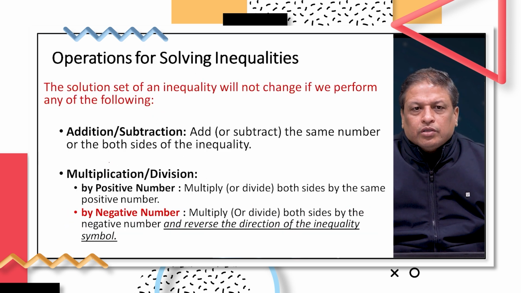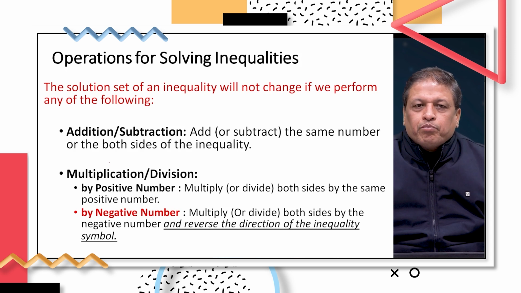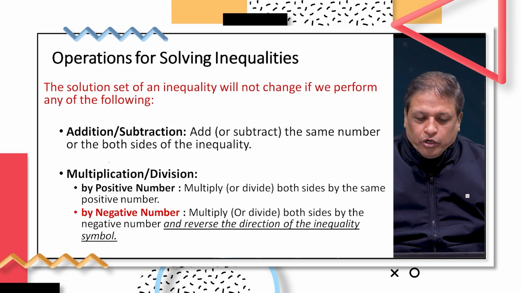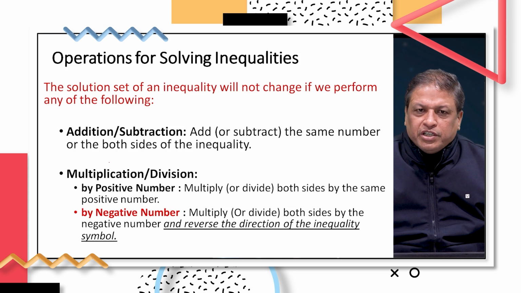So, there are some rules to solve inequalities, and in order to solve them we are supposed to perform some operations. Likewise, we are going to perform addition, subtraction, multiplication and division. But there are some important observations when we perform such operations. When we are adding or subtracting some number on both sides of an inequality, then the sign of the inequality is not changed. The solution set of the inequality is not going to change.